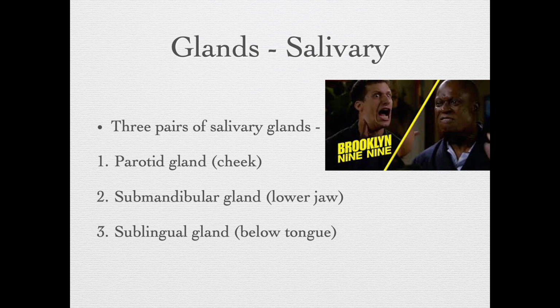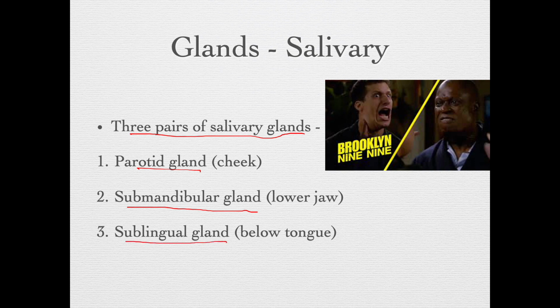The first gland that we'll talk about is the salivary gland. There are 3 pairs of salivary glands, and the main function of which is to produce saliva. The 3 glands are the parotid gland, which is present in the cheek area, the submandibular gland, which is present in the lower jaw, and the sublingual gland, which is present below the tongue.